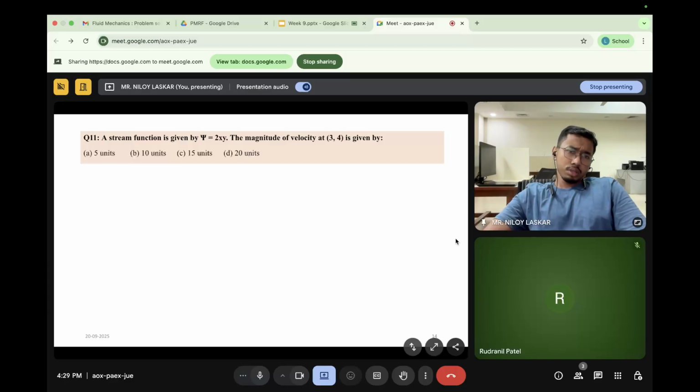I'm giving you a hint. As the stream function is given, you can find out u and v, right? What is u? u is the derivative of the stream function with respect to y. That is opposite here. For the potential function it is with respect to x, but for the stream function it is opposite. Whereas v should be the negative derivative with respect to x, opposite.